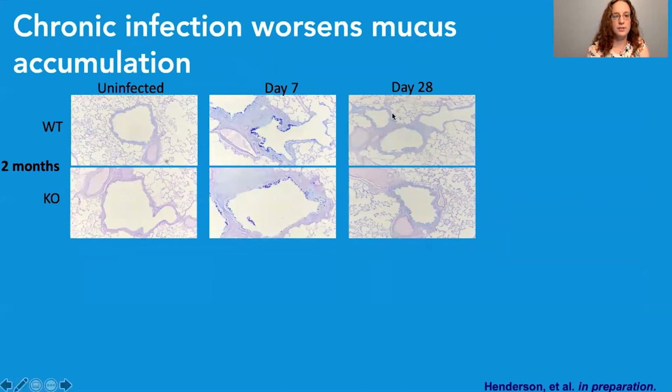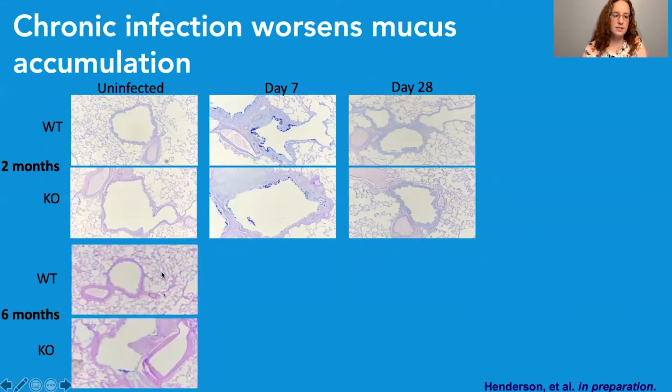So we looked at 2-month-old wild-type and knockout rats, and stained the histology sections by AB-PAS to draw out the mucus. At day 0 before infection, you can see that the wild-type and the knockout, again, are very similar by histology. By day 7, both genotypes are expressing more mucus in the airway, perhaps a little bit more in the knockout. But by day 28, again, both genotypes have completely cleared both the bacteria and the mucus from their airways.